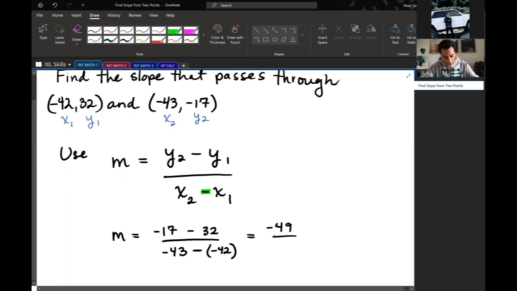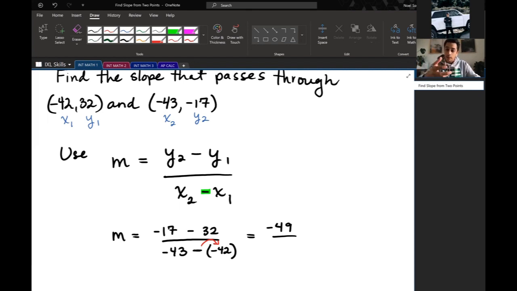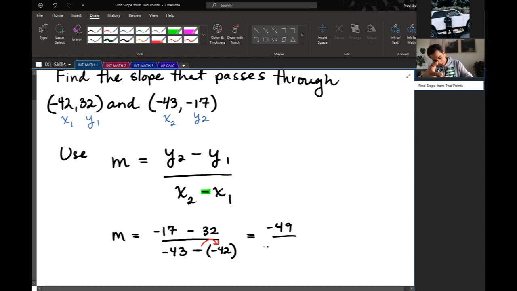Okay. In the denominator, this is why having both of those negatives is so important, because we can see that the negative times the negative 42 will eventually turn that into a positive. So in the denominator, what we really have is negative 43 plus 42 now. Right? Negative times negative gave us a positive. So now what we end up with is a negative 49 all over negative 1.